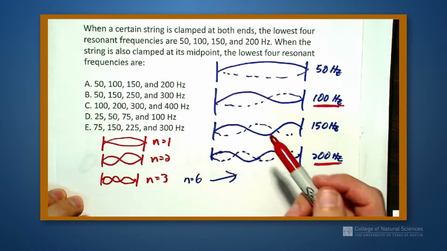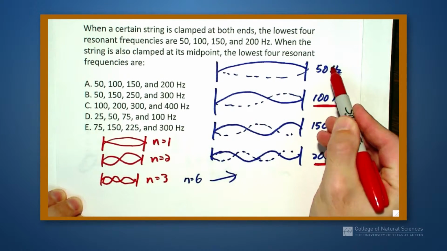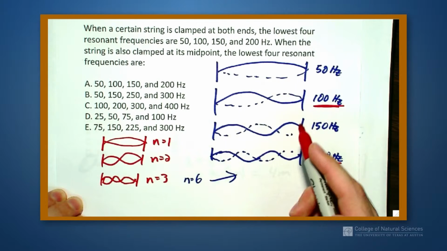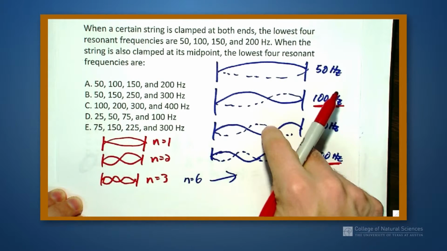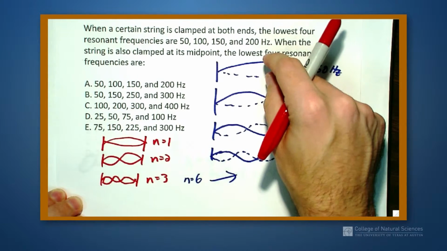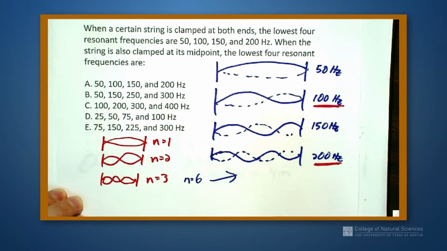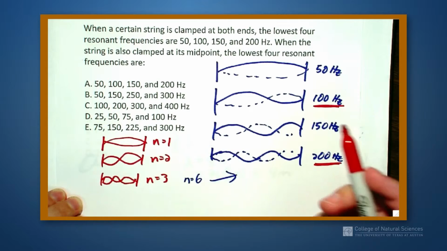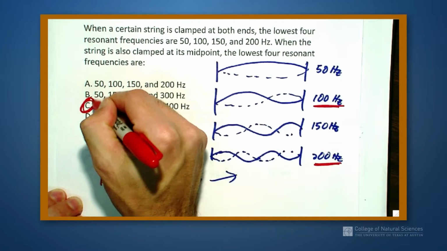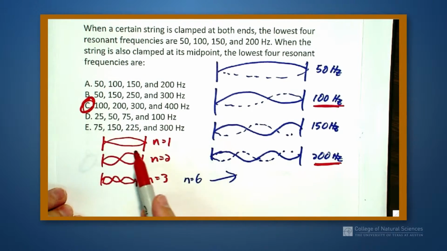So when we go to half the length, the odd number ones no longer can exist because they have to have an antinode at the middle. Us putting our finger down would force a node at that place, so it can't exist. So C is going to be our right answer. 100, 200, 300, 400 will be the four lowest ones.